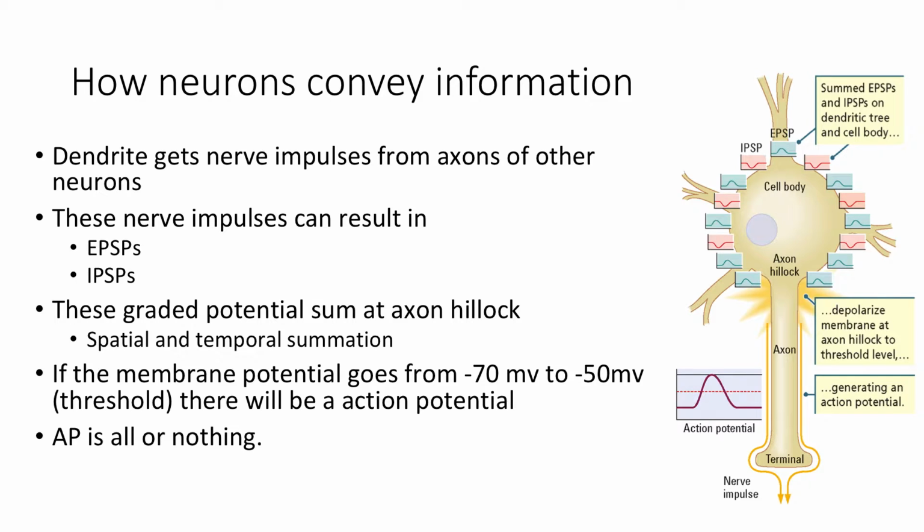So in the axon hillock, all these EPSPs and IPSPs are summed up through temporal and spatial summation. And if it reaches the threshold, so if it goes from negative 70 millivolts, which is the resting membrane potential, to negative 50 millivolts, which is the threshold, then an action potential will occur. And action potentials are all or nothing. So whenever the threshold is met, the whole action potential will happen.